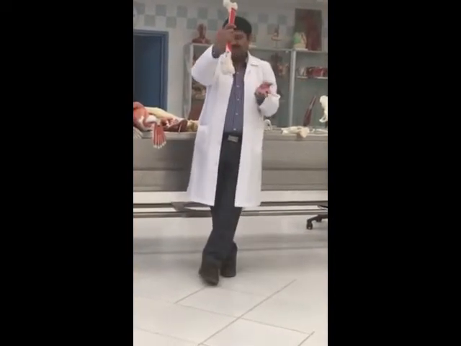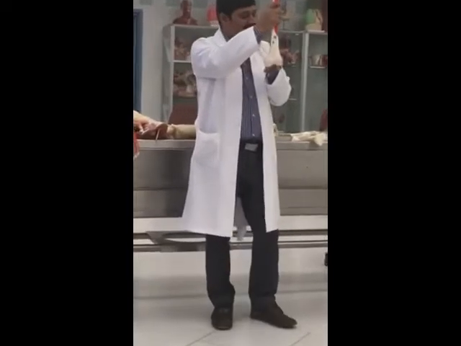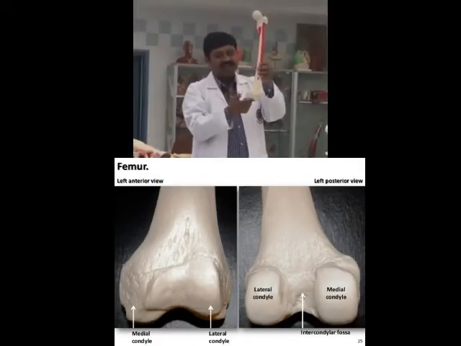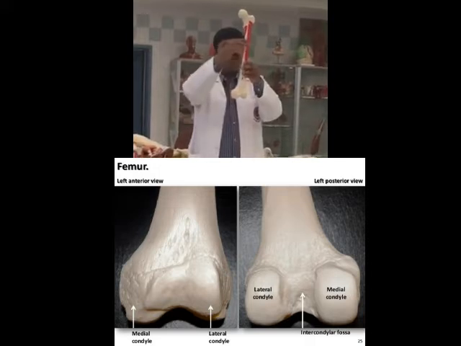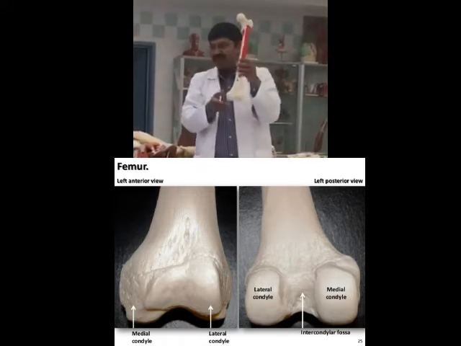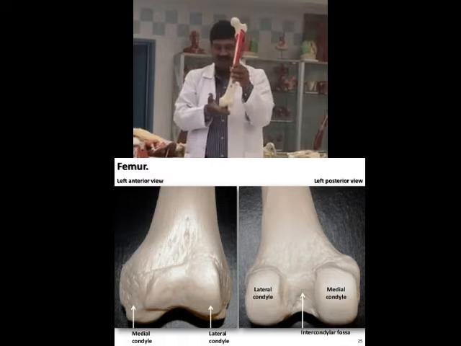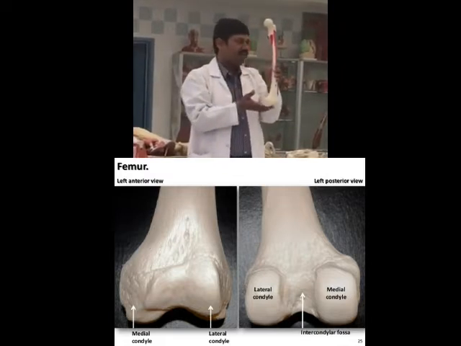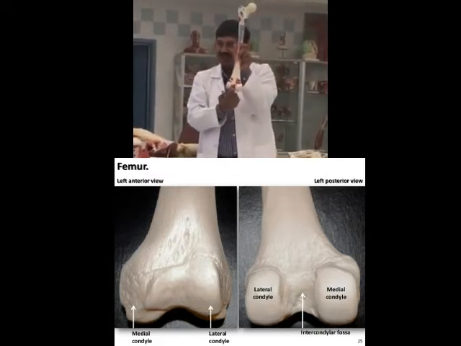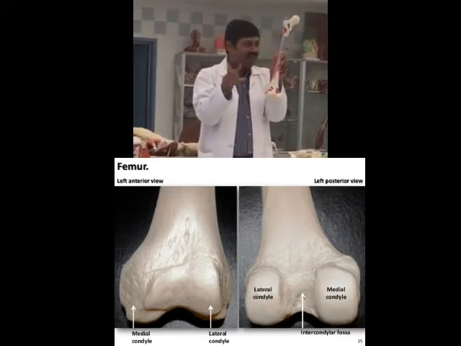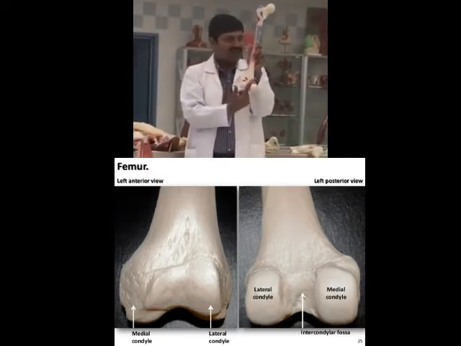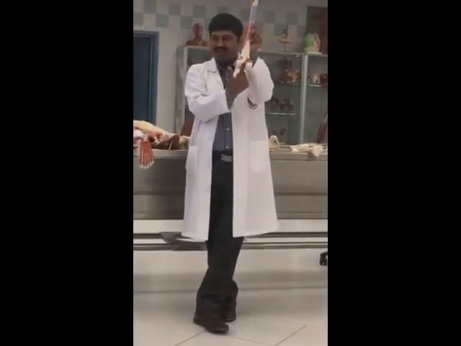Lower end is very simple. There are two condyles. The head is medial, so in the line of the head, it is the medial condyle. In the line of the trochanter, the lateral condyle. So you will not make a mistake about the medial and lateral condyle. This is the medial condyle, this is the lateral condyle. Clear? Between the two condyles, if you see posteriorly, there is a notch, the intercondylar notch.